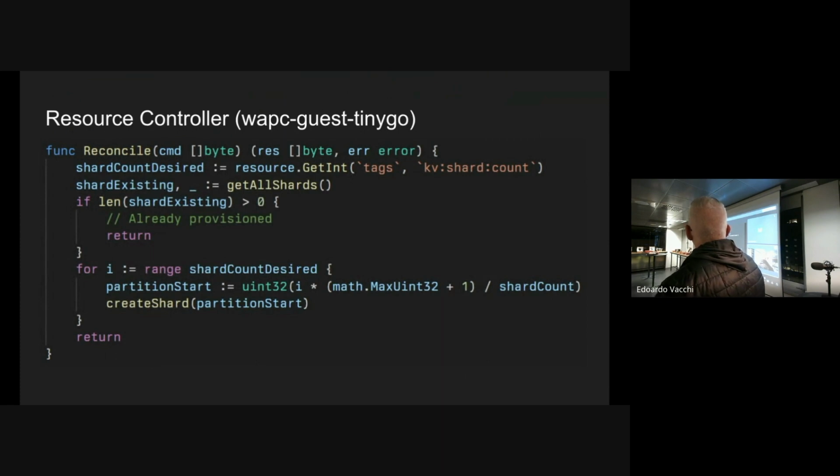So I mentioned that modules can export controllers, and they have one method, which is reconcile. This function takes a byte slice and returns a byte slice and an error. That's how WAPC works. It just functions on byte slices, which means a lot of serialization. You'd really like to have a WIT runtime extension, but that's in the works.